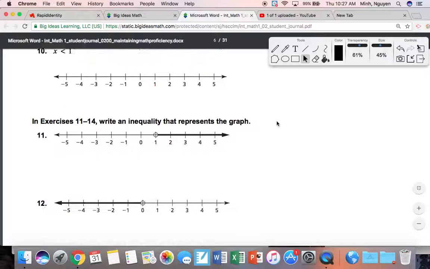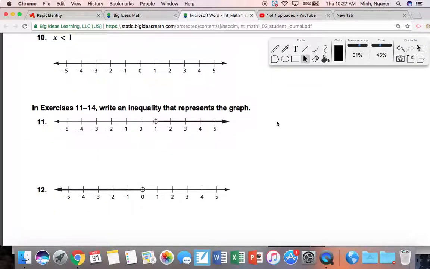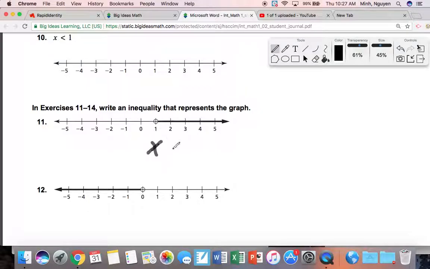Okay, write an inequality that represents the graph. So again, the first thing you should identify is whether or not it will have an equal sign. So this is an empty circle. Does that have an equal sign or not? And the answer is no. So now I just got to figure out greater than or less than. So another relationship is x and 1. All these numbers, 2, 3, 4, 5, are they bigger than 1 or less than 1? They are greater than 1. x greater than 1, that's it.